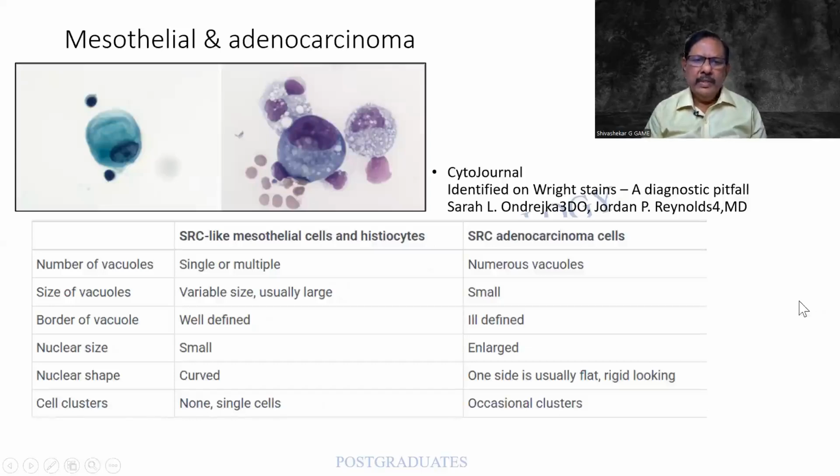Mesothelial cell versus a lymphoma, and also an adenocarcinoma. This particular table, I would like you to kindly memorize, the difference between a mesothelial cell and an adenocarcinoma. Usually we have this problem. So the carcinoma in this case, it is not a lymphoma, has numerous vacuoles. You find that the vacuoles can be small, the border of the vacuole is ill-defined, and nuclear size is large. This is a catch over here. And on one side it is flat, there can be clusters of cells, not a single cell.